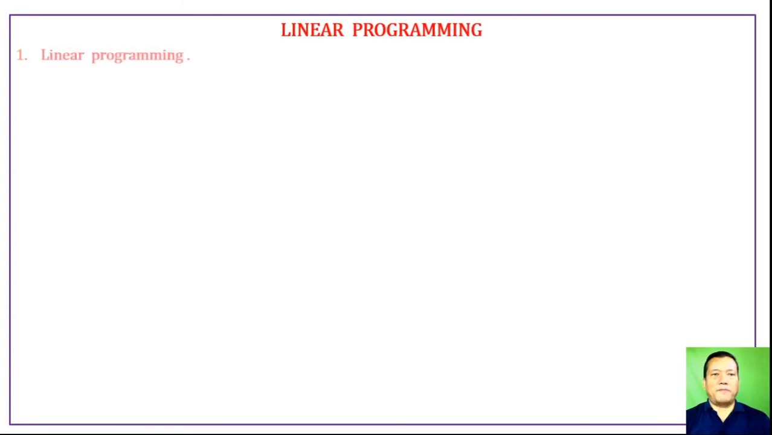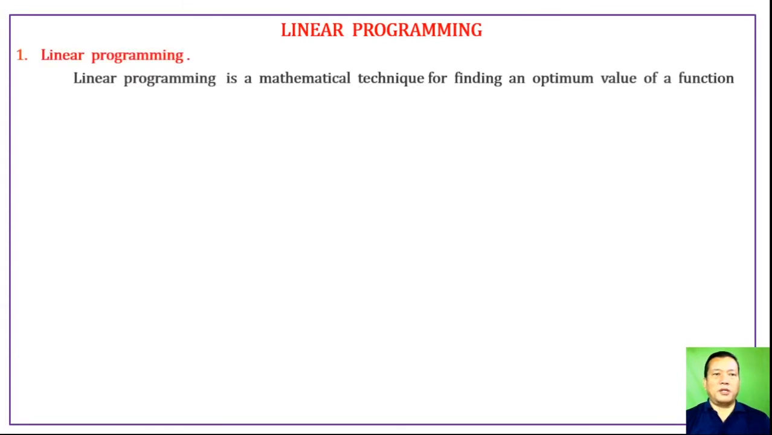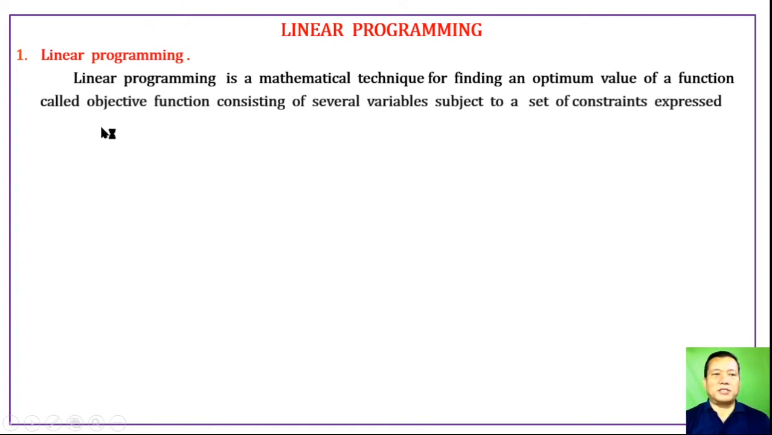Linear programming. What is linear programming? Linear programming is a mathematical technique for finding an optimum value of a function called objective function, consisting of several variables subject to a set of constraints expressed as equations or inequalities.